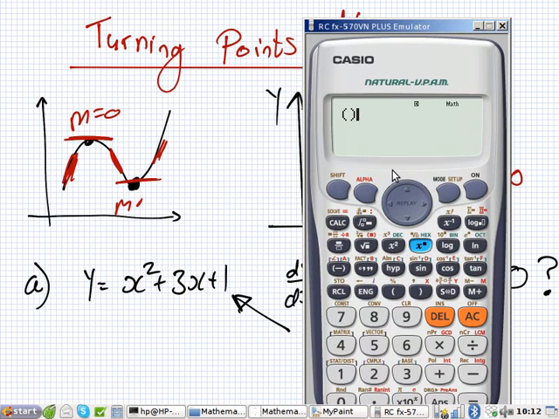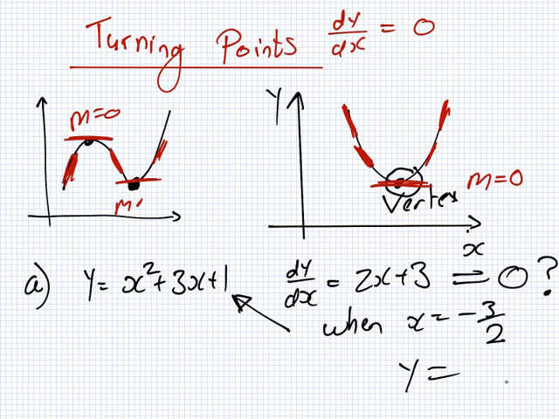Let me just get the y value here. What did I say the x was? Minus 3 over 2. Minus 5 over 4. Like that. Yep.